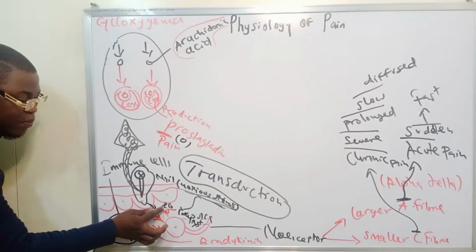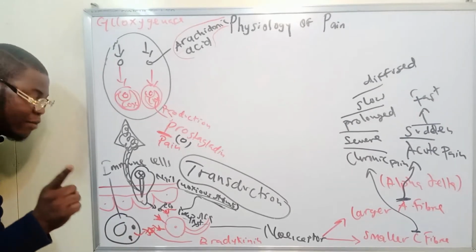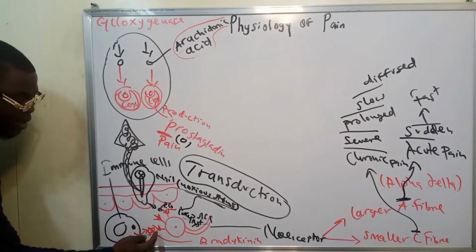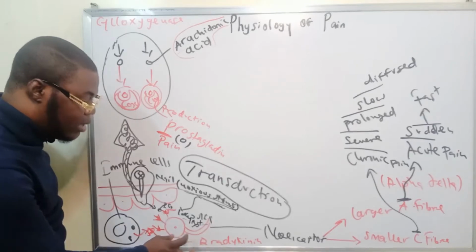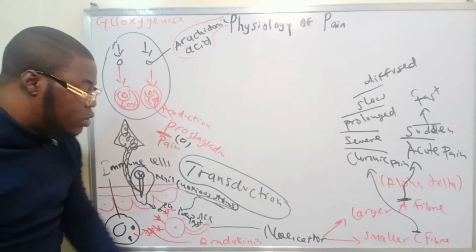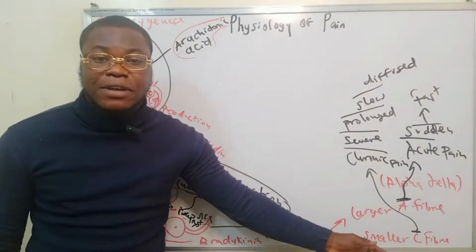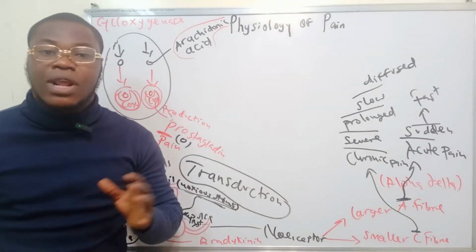The cell will release prostaglandin and it carries it onto this nociceptor. Apart from that, we said some immune cells on the skin can also produce bradykinin and do the same function. As simple as that. And I told you that these neurons that are going to carry the impulse of pain are called nociceptors, and we have two types, the A fiber and the smaller C fiber. And that is the end of transduction.